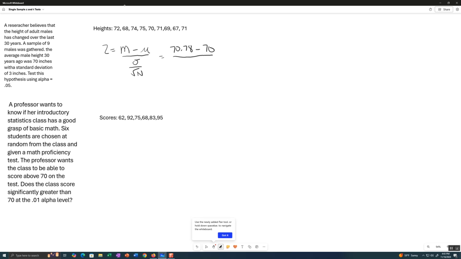The sigma here is 3. And I have 1, 2, 3, 4, 5, 6, 7, 8, 9. So I have 9 as my sample size. So this becomes 0.78 over 3 divided by 3, which is 1. So this becomes 0.78 as my final score.